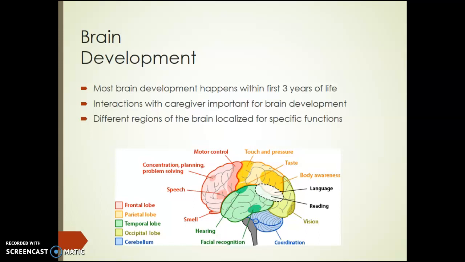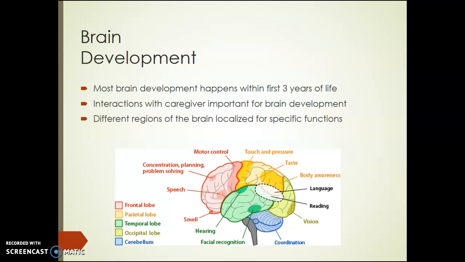And when we think about early learning programs and where we should be focusing state funding and federal funding, it really needs to be in early learning programs because that's when the most brain development is happening. But that's not what we see in our federal programs, right? And this just means that interactions with caregivers are super, super important for brain development. And different regions of the brain are localized for specific functions.